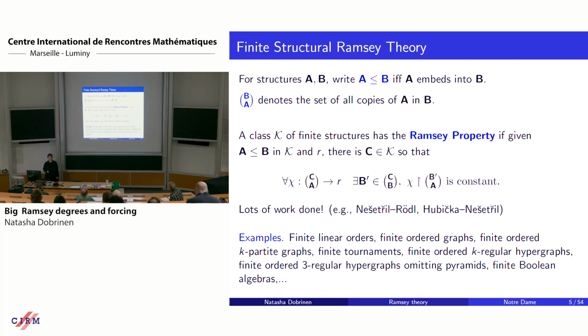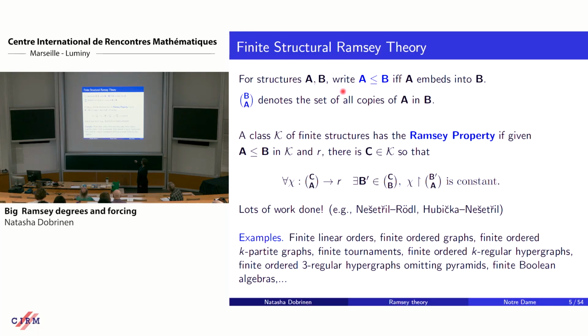Okay, so a little bit of notation. I'm going to mostly center on a couple of examples today, but in the broad scheme of things, this is what we have. So we have, for finite structures A and B, we'll write that A embeds into B using this notation. And then B choose A is denoting the collection of copies of A inside of B.